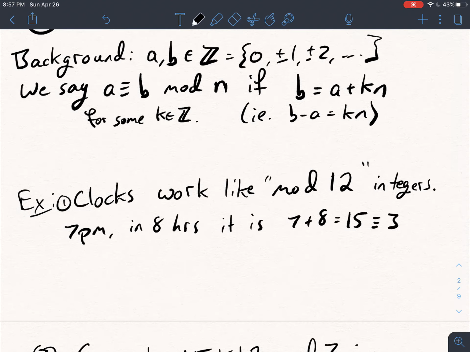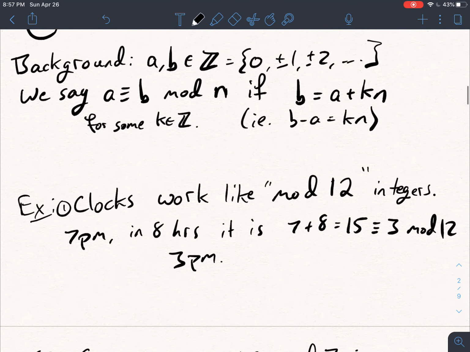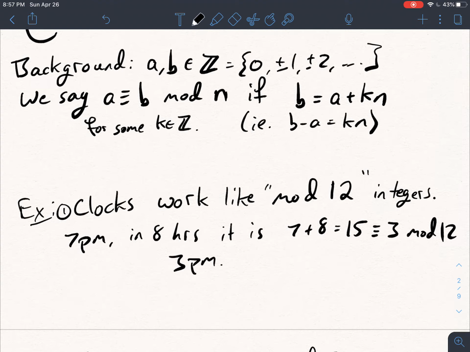So 7 plus 8 is 15. But we don't usually say 15 o'clock unless you like military time. Usually we would say this would be 3 o'clock. This is mod 12. So 15 is equal to 3 plus 12. So these differ by 12, and 15 and 3 are congruent mod 12. So then we would say it's 3 p.m. after 8 hours.